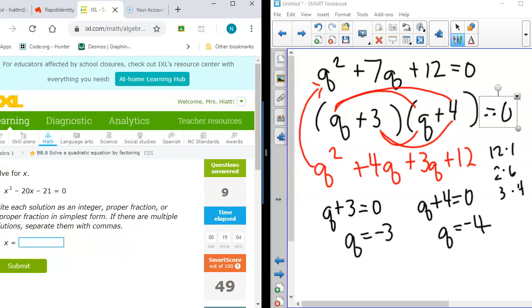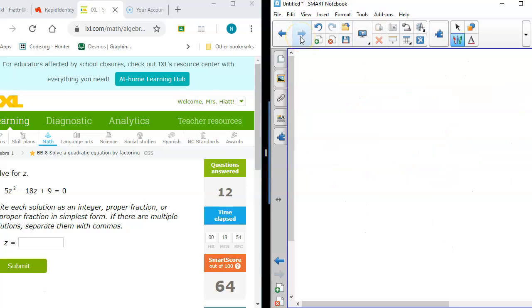And that is correct. I'm going to pause this a second and skip ahead. Okay, so I've skipped ahead a little bit. You can see I've gotten to one of the more difficult problems. Probably somewhere around a SMART score of 60, you're going to see this happen. And I've got 5z squared minus 18z plus 9 equals 0.